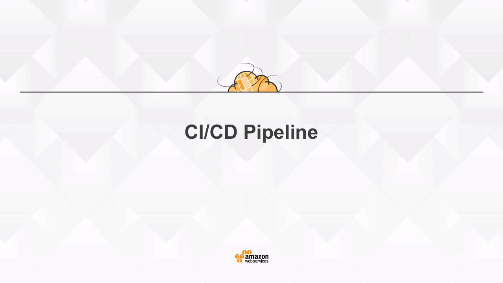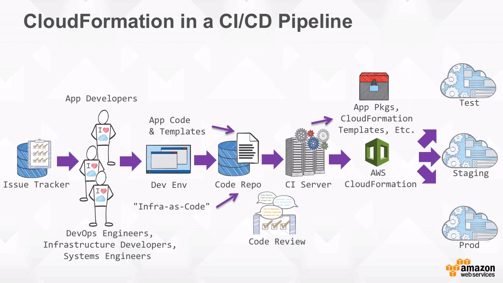And the final thing I'd like to touch on is continuous integration and continuous deployment pipelines. CloudFormation is often used by our customers in their CI and CD pipelines. You can see this typical workflow here of an issue tracker, developers working on some code, pushing that code into a code repo, and then the CI server deploying that code into maybe test, then stage, and then prod using continuous deployment. We'd like to think that you can use CloudFormation to do the same with your infrastructure, using exactly this same workflow, using your continuous integration or continuous deployment pipeline to deploy your infrastructure using CloudFormation as well.